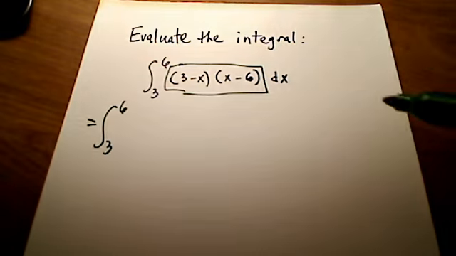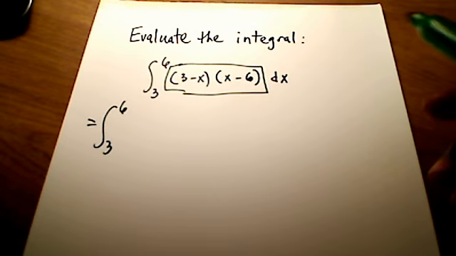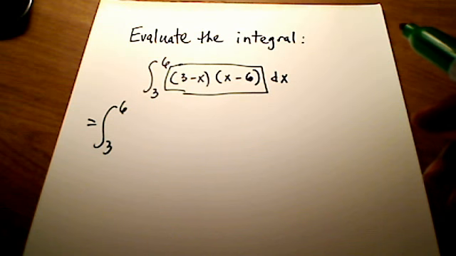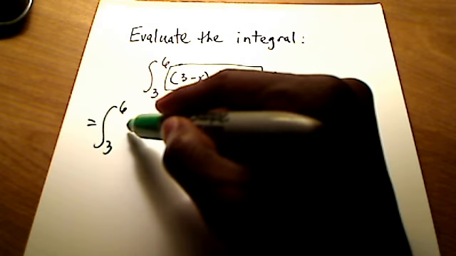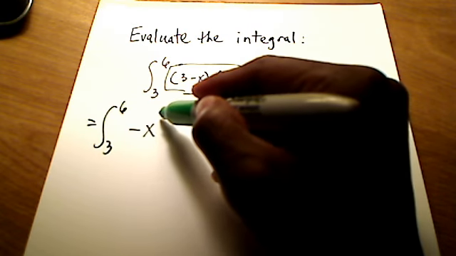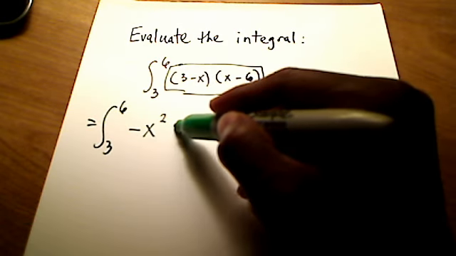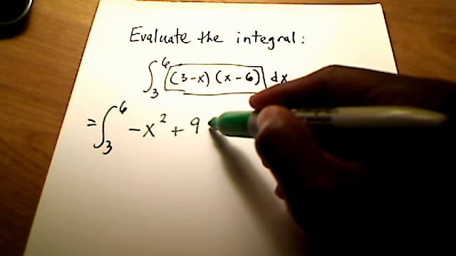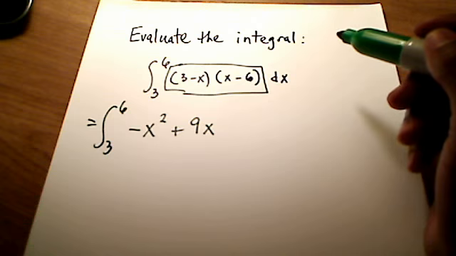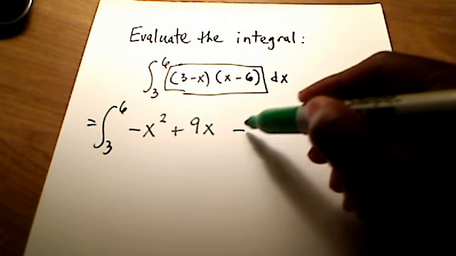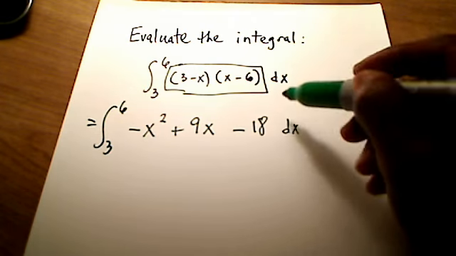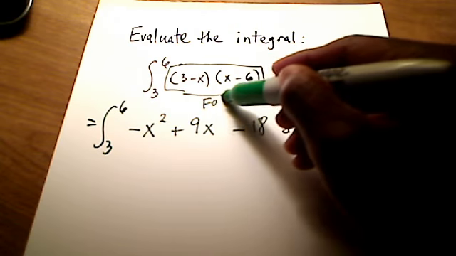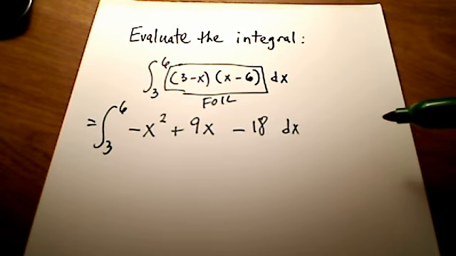What I have then is the integral between 3 and 6. If you take a moment and FOIL this and add up the like terms, you should end up with negative x squared plus 9x, that's to the first power, and then minus 18. Okay, so if you take a quick second and FOIL all that, this is the trinomial that you should end up with.